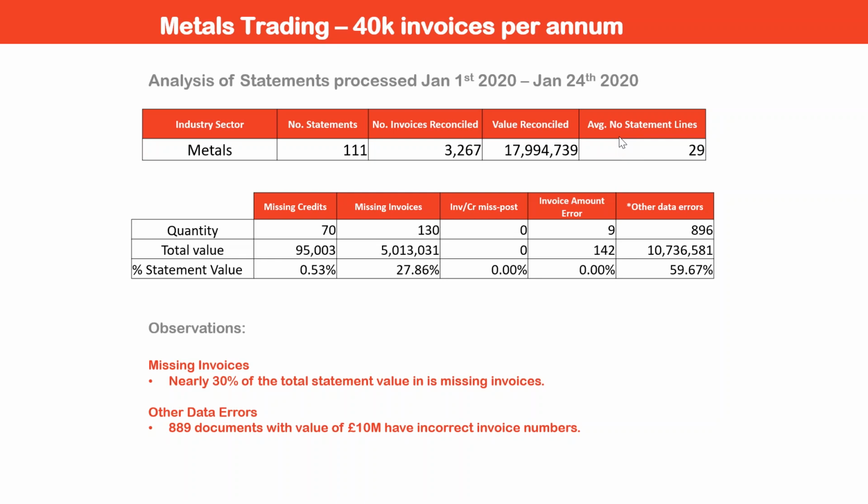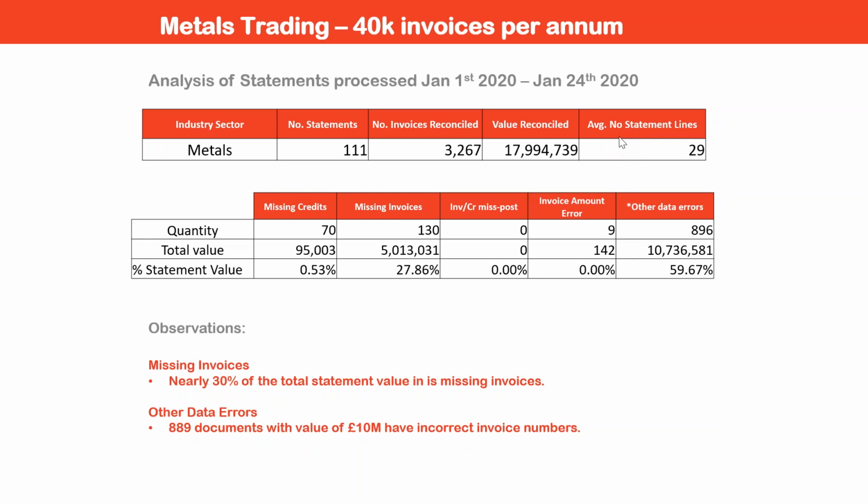What I've done is add observations for each one, things that stare out at me. But 30% of their statement value is high. The third one, invoice/credit mispost, is where it could be a credit on the statement but you put it on your system as an invoice, or the other way around: an invoice on the statement that you put on as a credit. They've got 0% of those. Next, nearly 0% of invoice amount error, where it could be $100 on the statement and $90 on your system. It could be a plus or a minus figure, but again, a very small amount.